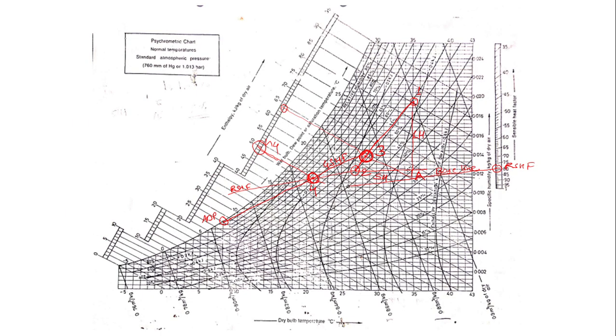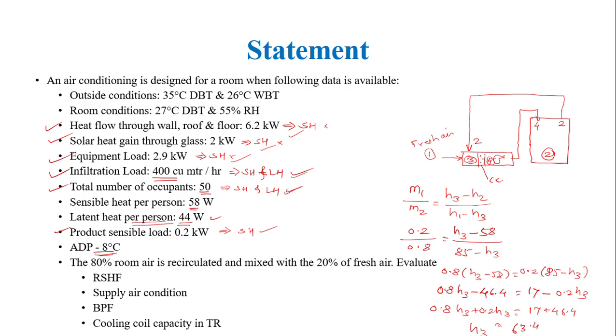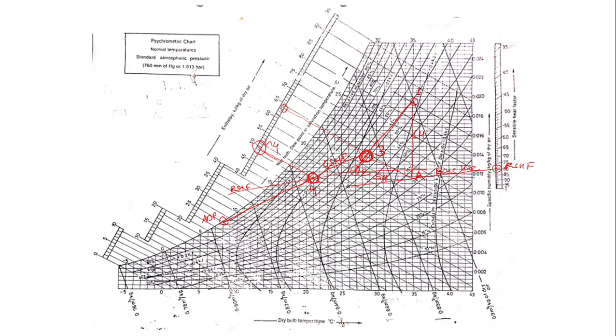The next one asked is the bypass factor. Now bypass factor, obviously you can get it from the psychrometric chart only. So what will be the bypass factor over here? Bypass factor will be the length. We know that the cooling has to be done from 3 to ADP ideally, but because of the losses, the cooling is done only up to point number 4. So the length ADP to 4 is the bypass factor.